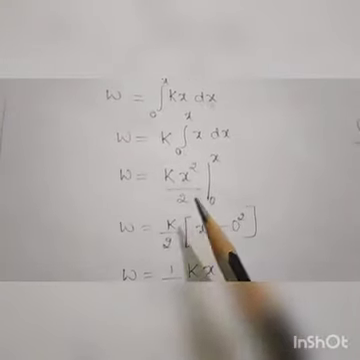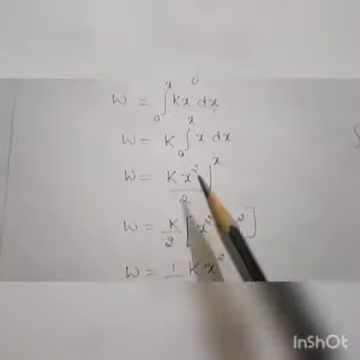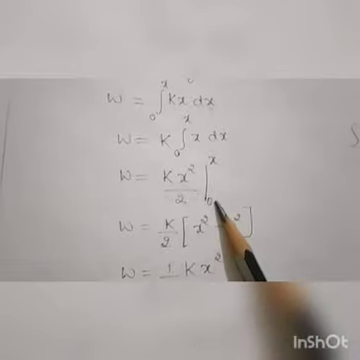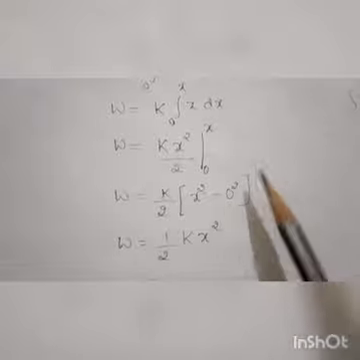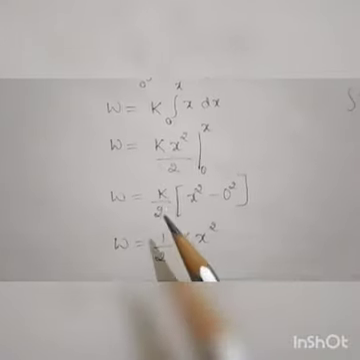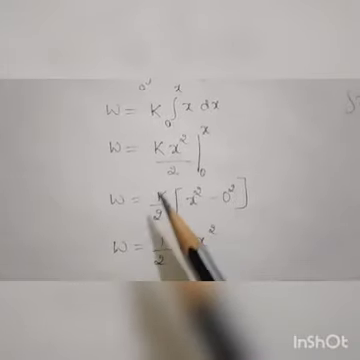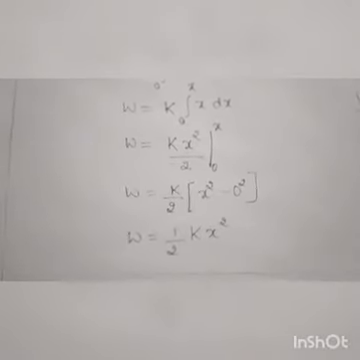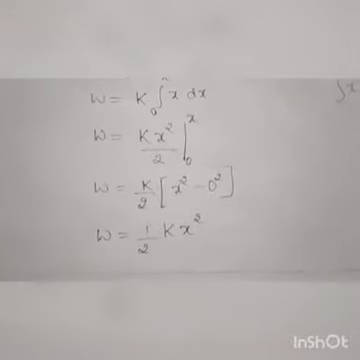K and 2 are constants, take them outside. X square will be replaced by x square as it is. This is upper limit minus lower limit. The lower limit will be 0, so 0 square we have to apply. 0 square will be 0. Then replace 0 square and retain the other terms as they are. Half k x square. This is the total work done in case of a stretched spring.